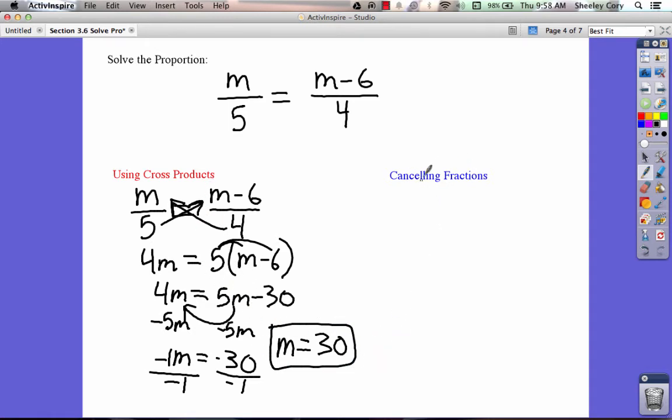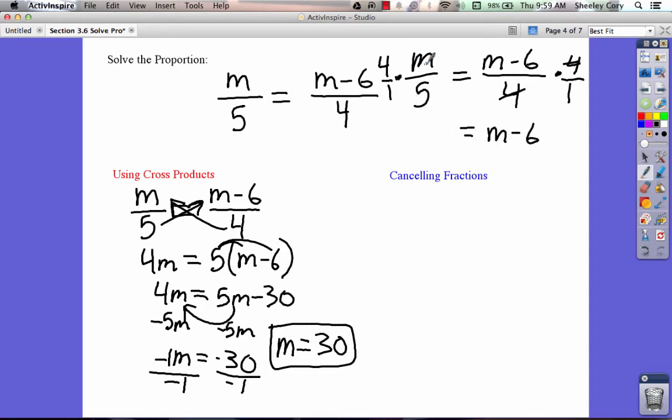Let's look at the canceling fractions method. It's actually really simple. The canceling fractions method, we just want to cancel out this fraction and this fraction. So we're going to do that. Doesn't matter which one you start with, you're just going to start canceling them. Let's cancel this fraction. Multiply by 4, multiply by the denominator. Multiply this side by 4. Okay, the 4's will cancel, and you're left with m minus 6.